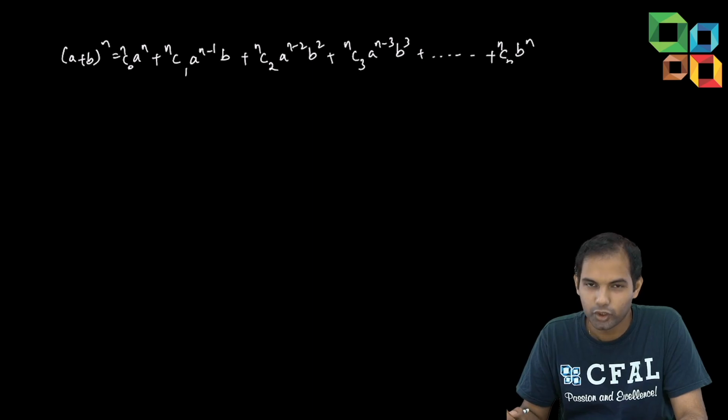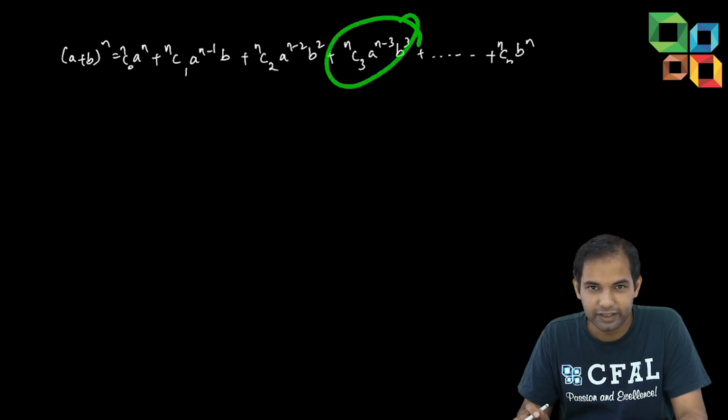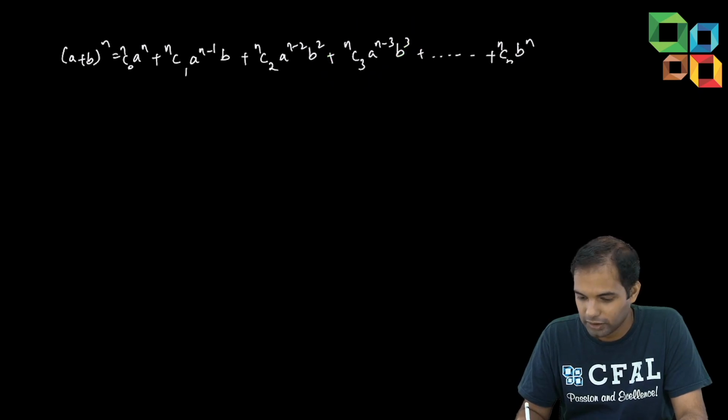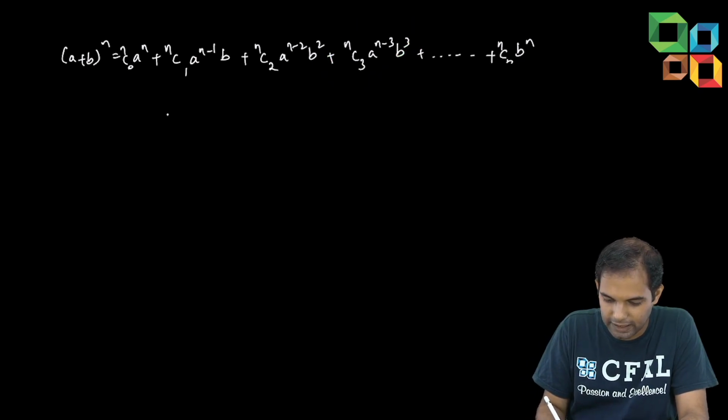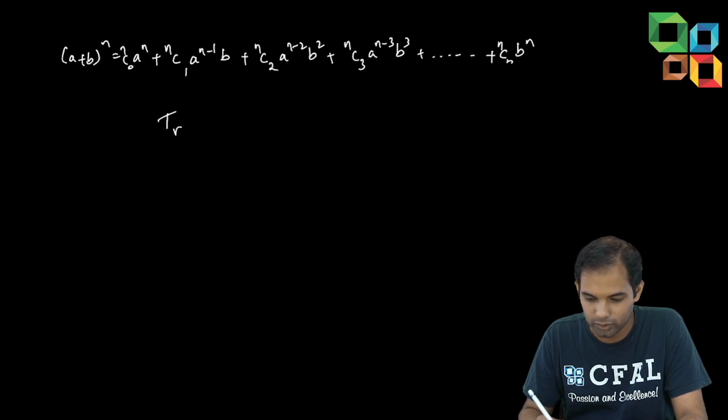Okay. The question is, are you able to figure out the fourth term? Can you directly write what the fourth term is? Or if I ask you the rth term, Tr, are you able to figure it out? That is the whole thing. So just let us observe. Let us observe. Okay, what do we have?